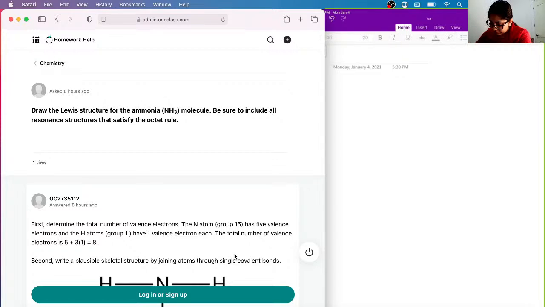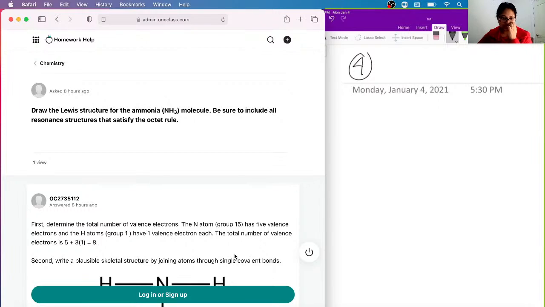Okay, so our next question here says, draw the Lewis structure for the ammonia NH3 molecule. Be sure to include all the resonance structures that satisfy the octet rule. Okay, so what we need to do is first find the total number of valence electrons of each of the atoms.